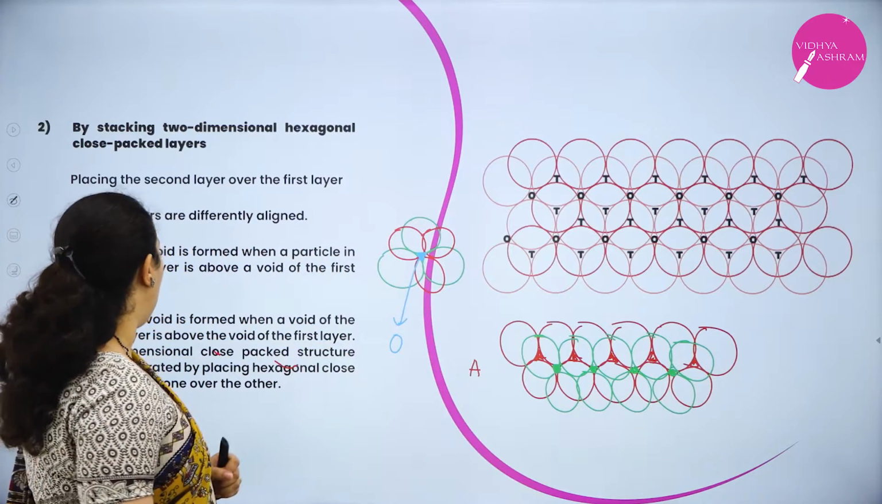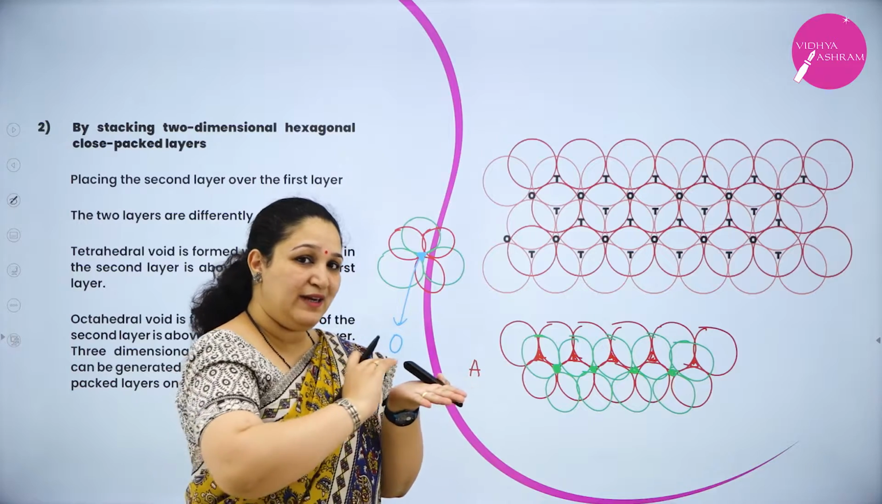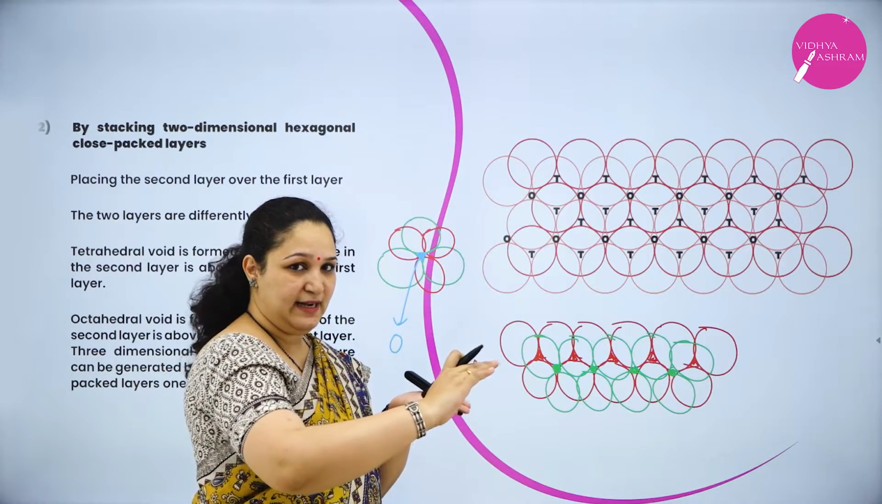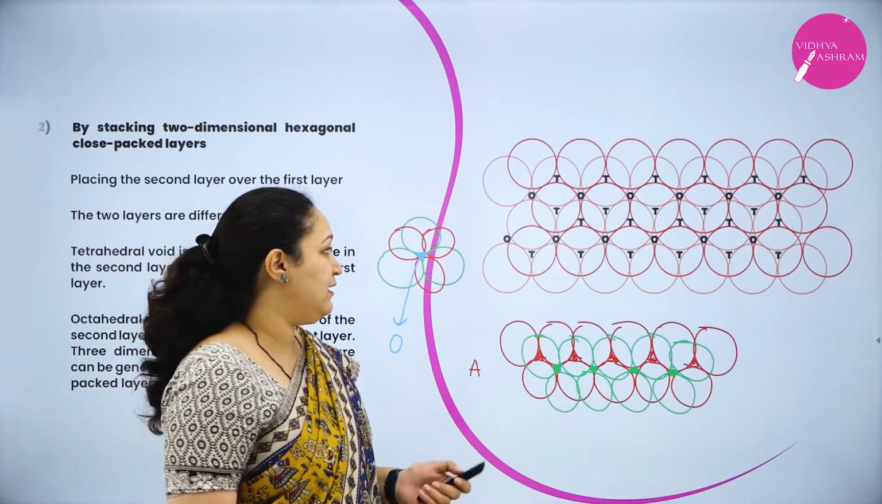I hope you have understood till here. This is in 3 dimension. I am taking only 2 layers now, that is first layer over the second layer, in which I can get 2 types of voids. You can understand it better here.